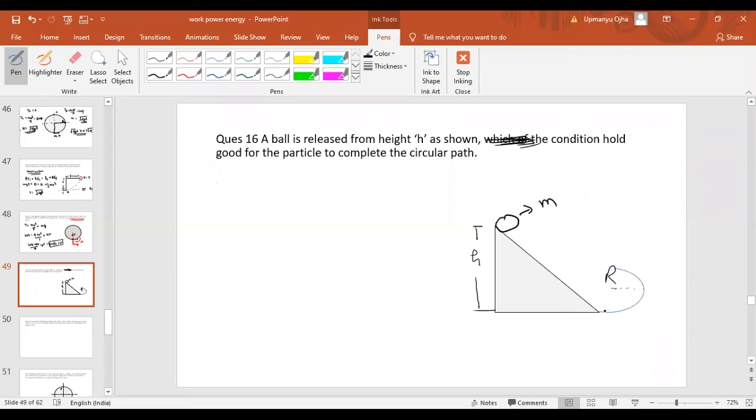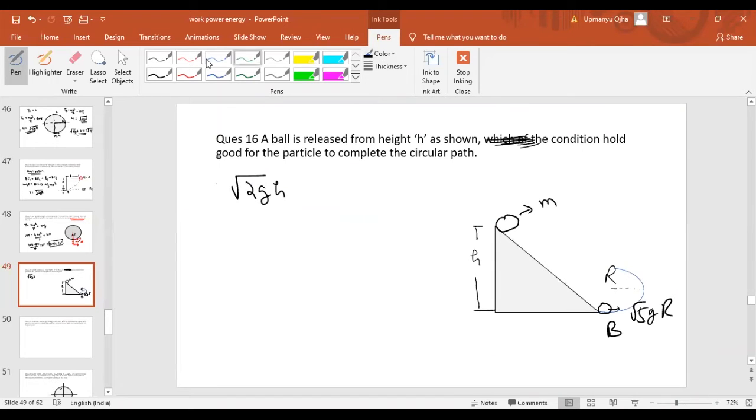For a complete circular motion, what is the minimum condition? That is root 5 gr, which means the velocity at the bottom of the circular path, say point B, should be equal to root 5 gr. Now when you release this ball from height h, what is the velocity when it reaches the ground? It will be equal to root 2gh.